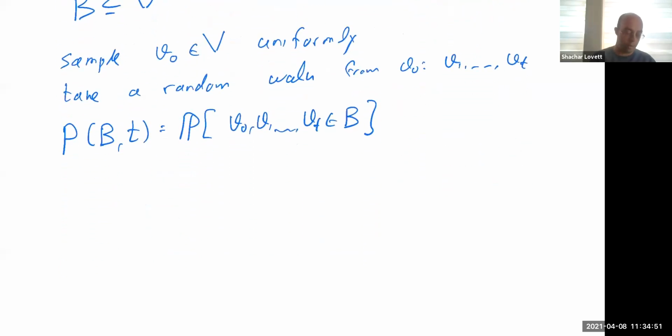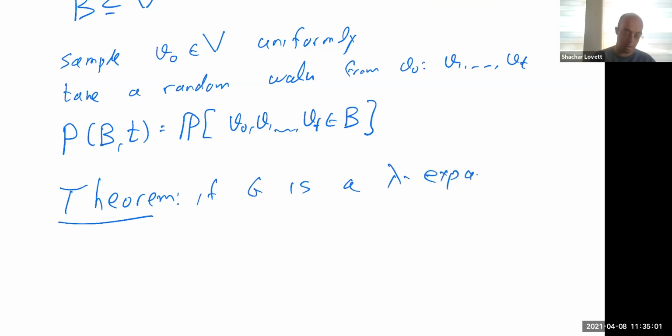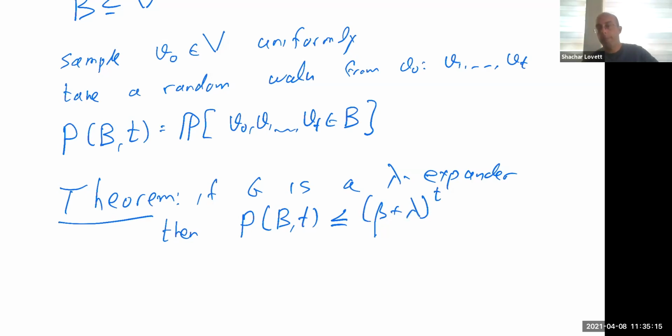So we're going to prove the following theorem. It says, if G is a lambda expander, then this probability P is at most beta plus lambda to the t.